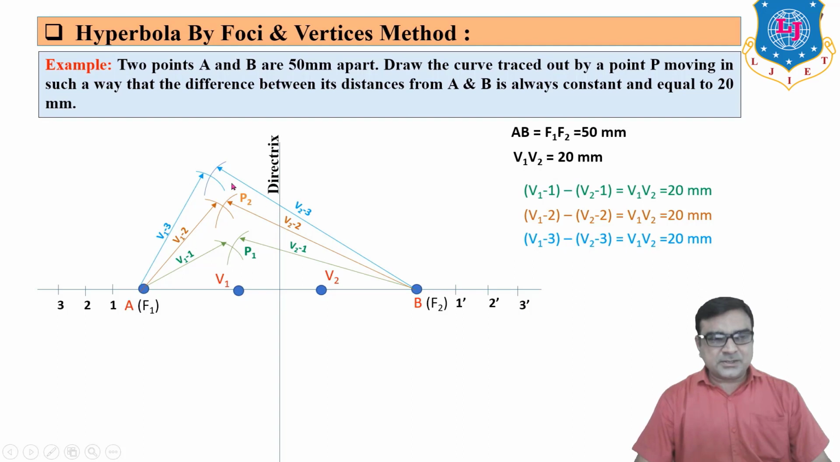This procedure also applies to the bottom of this vertical line and the bottom of this horizontal line. And the same for the symmetrical right side also, by applying points 1 dash, 2 dash and 3 dash. Passing through all the points, you will be able to draw the curve.